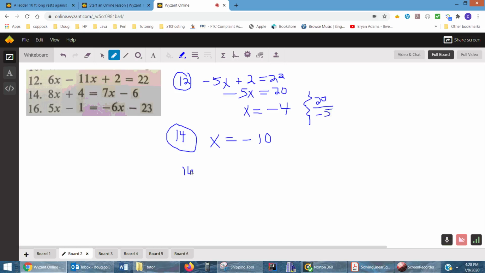And 16, same deal. Transpose a negative 6x to the left side. I'll have a 5x plus 6x is 11x. And if I transpose the minus 1 from the left side to the right side, I'll have a negative 23 plus 1, which is negative 22. So x equals negative 22 divided by 11. This time I'll write it. Negative 22 divided by 11, but that reduces to negative 2. Okay? Next case.